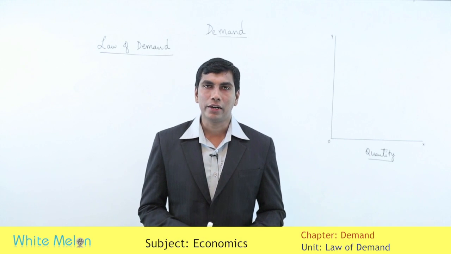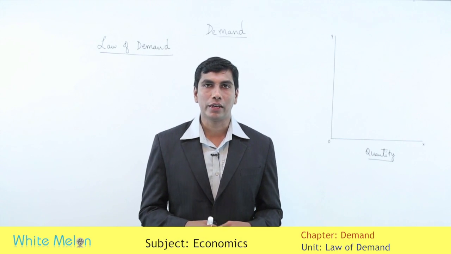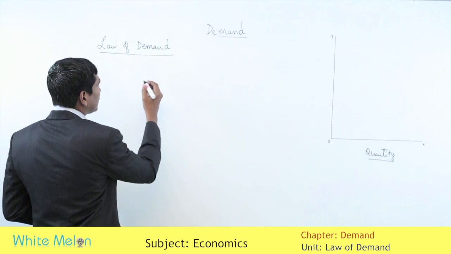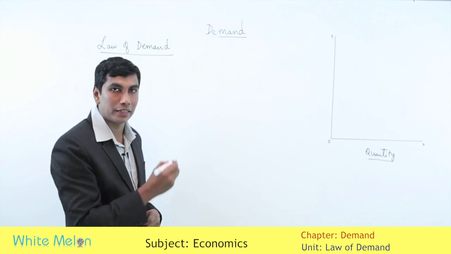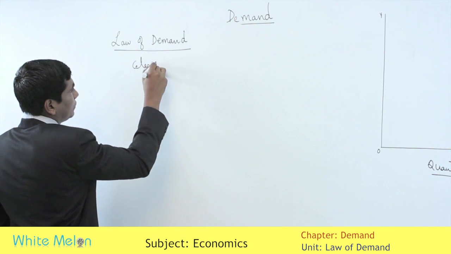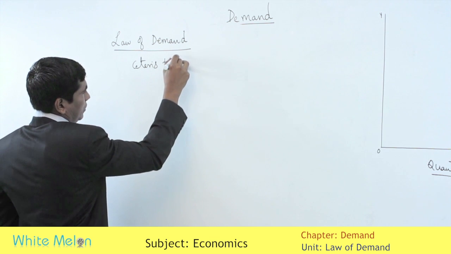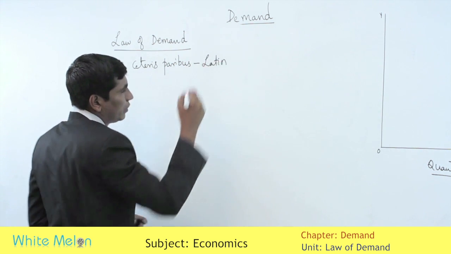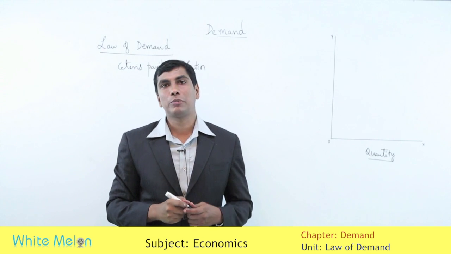Now we will understand demand with a little more detail. For that, we will start with the law of demand. The law of demand says that other things being constant, there is a Latin terminology which we use for it called ceteris paribus. It's a Latin word which again means other things being constant.